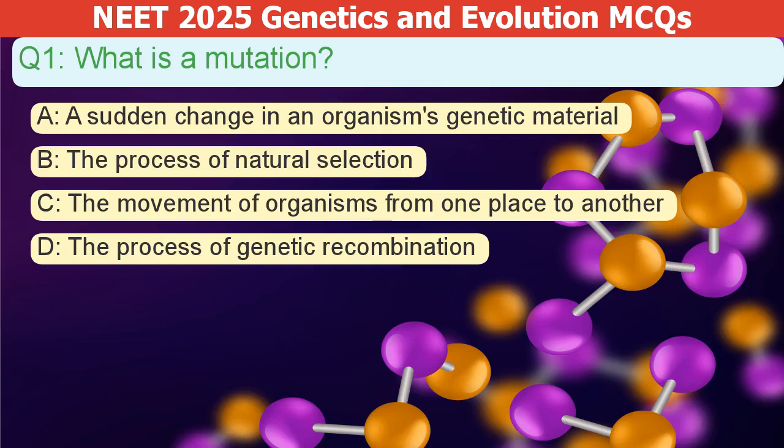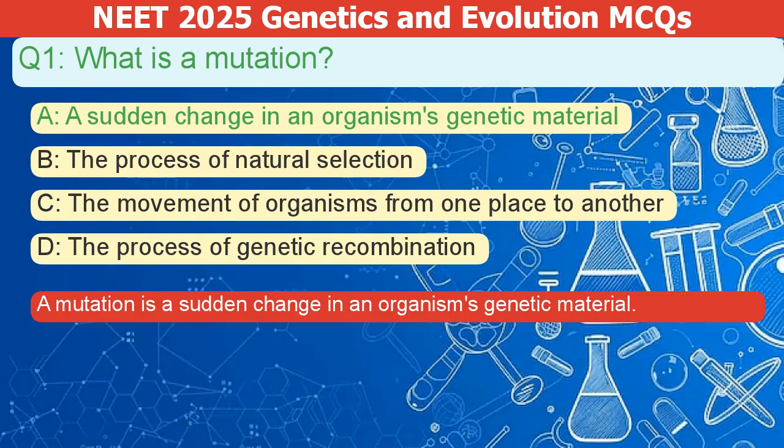What is a mutation? A. A sudden change in an organism's genetic material. B. The process of natural selection. C. The movement of organisms from one place to another. D. The process of genetic recombination. The correct answer is A.